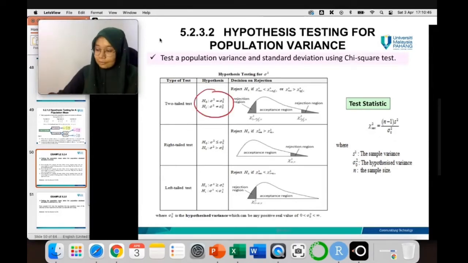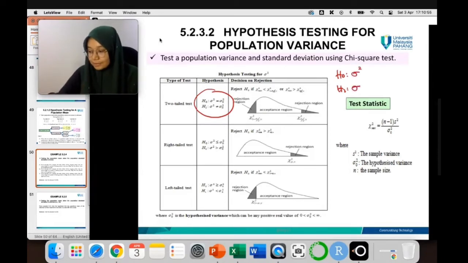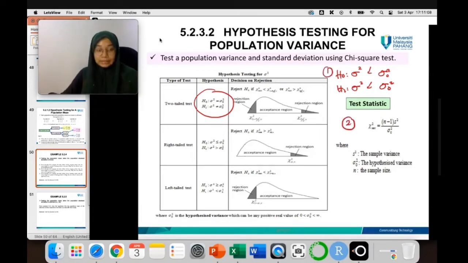Okay, so now H null, H1. The notation bukan lagi mu, bukan lagi pi. The notation now is sigma square. Sigma square. So sebelah sini sigma square, not value dia. And then this one is symbol. Okay, step number 1. Step number 2 is chi-square test. Ini sahaja dia punya formula for chi-square test. Right.